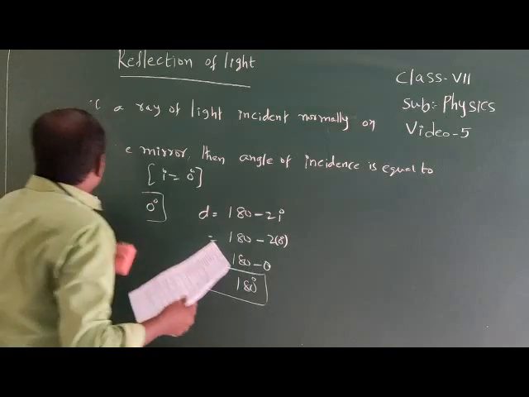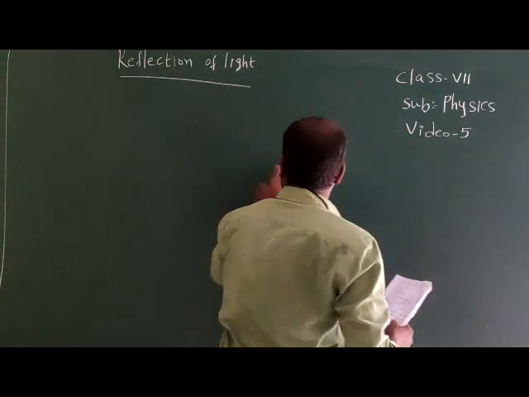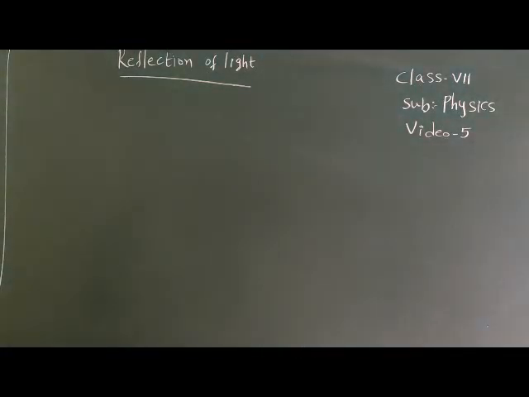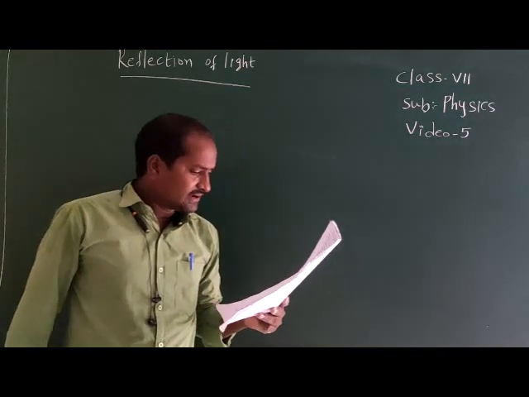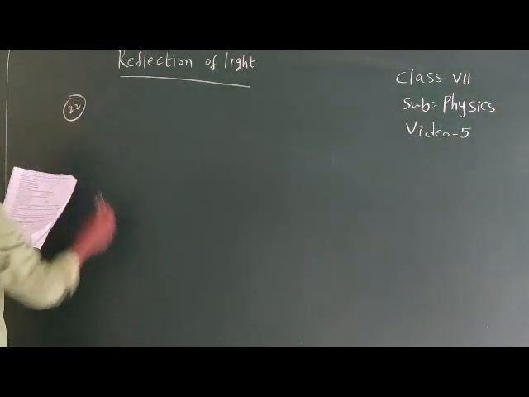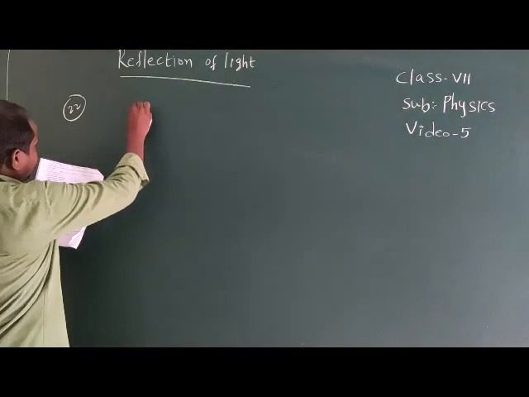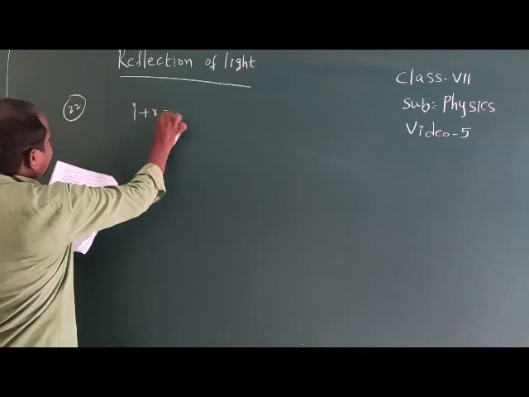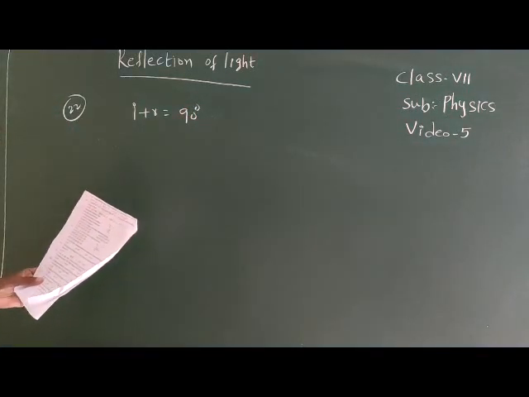Question number 22. If the incident ray and reflected rays are right angle to each other, then the angle of deviation of the incident ray is? Here write I plus R equal to 90 degrees. It is the given data.